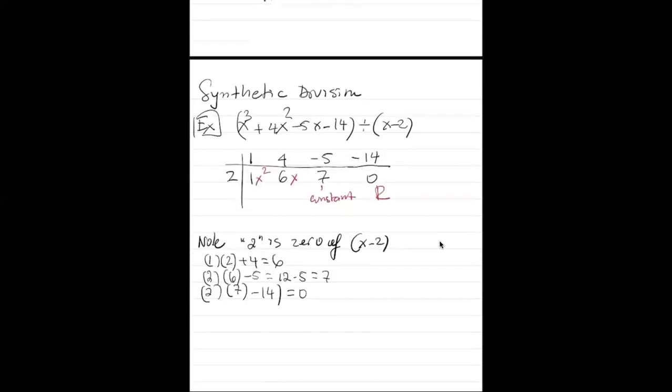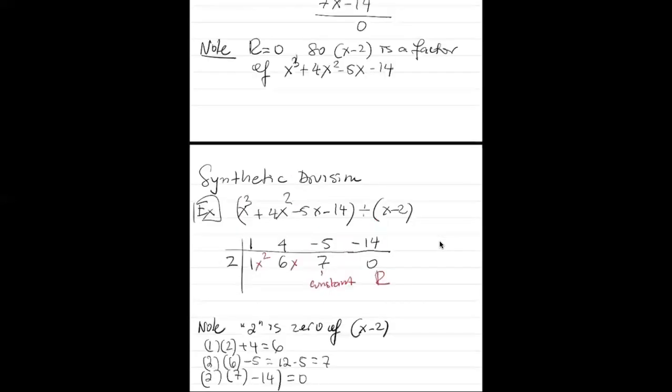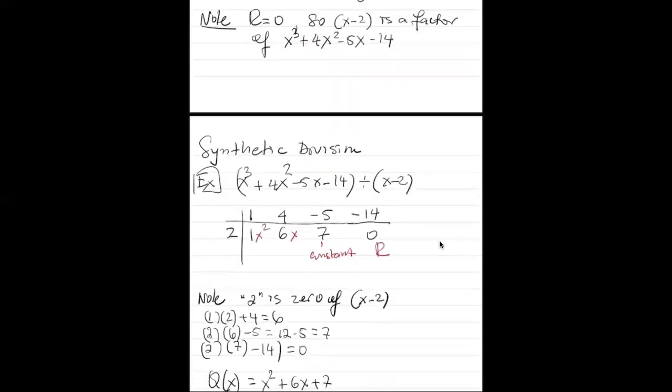Then we multiply 2 times 6 minus 5. 12 minus 5, we get 7 here. And then multiply 2 times 7 minus 14, which is 0. So this is our remainder. And so we're going to leave 7 as our constant. We're going to attach x to 6 and x squared. And if there are more numbers, we go x to the third and so on. So the quotient from this division is x squared plus 6x plus 7, which is the same thing we got using the long division.